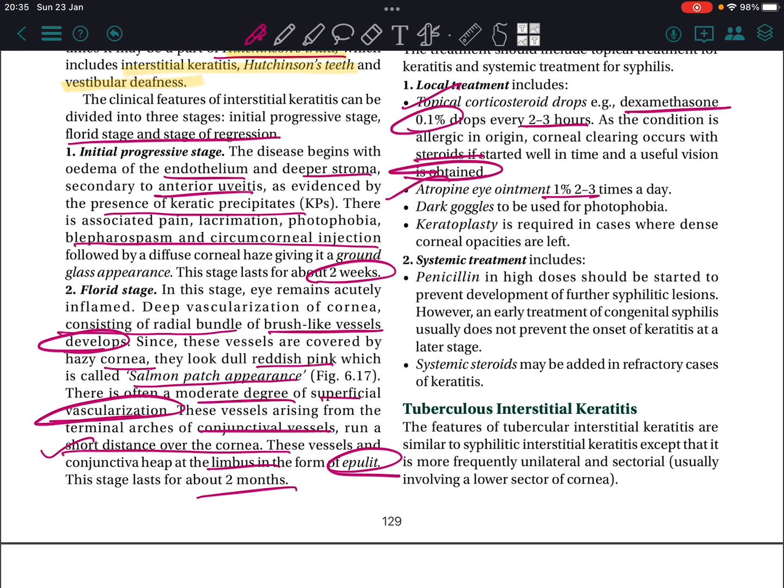Atropine eye ointment 1% 2 to 3 times a day. Dark goggles, keratoplasty. Systemic treatment includes penicillin in high doses. Systemic steroid may be added in refractory cases of keratitis.